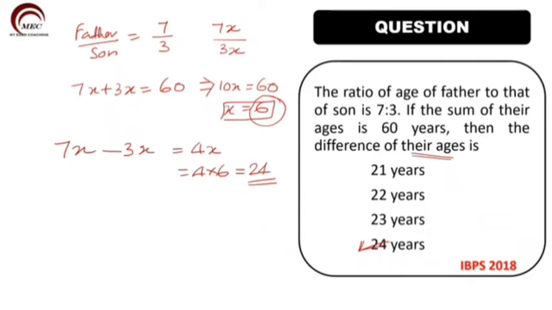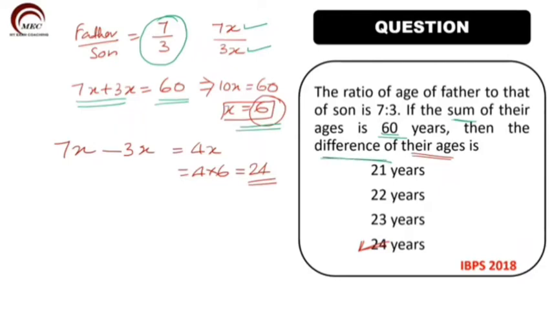Father and son, the present ages are given in what ratio? The present ages are given in 7 by 3 ratio. So 7 by 3 we will take as 7x and 3x, and the sum of their ages is given as 60. So we will take 7x plus 3x is equal to 60. From that we got x is equal to 6. Actually, we need to find out the difference of their ages.